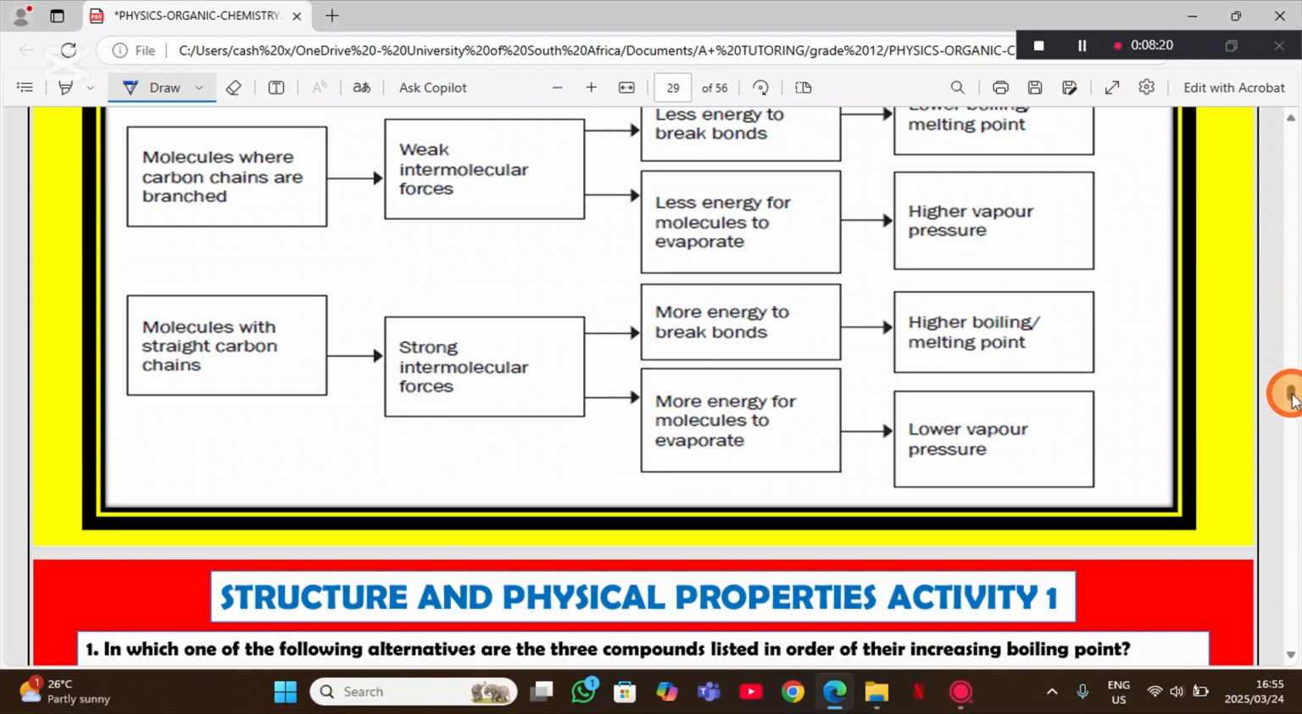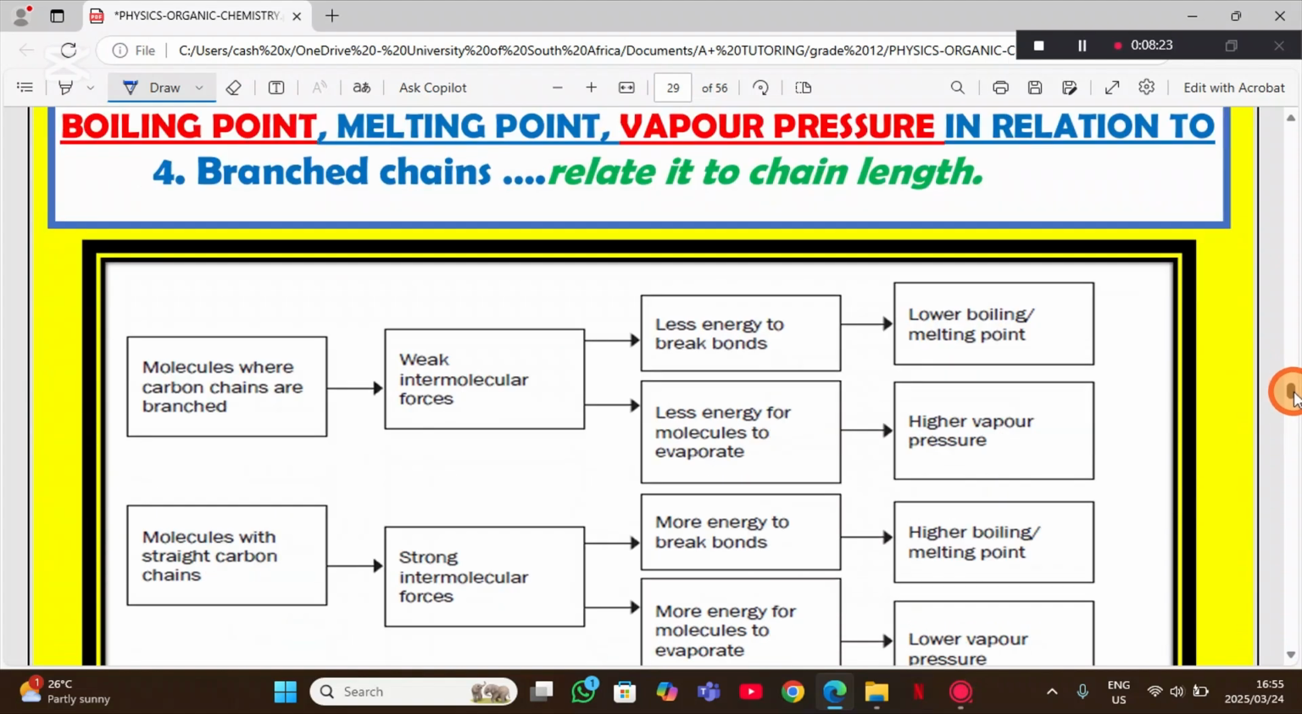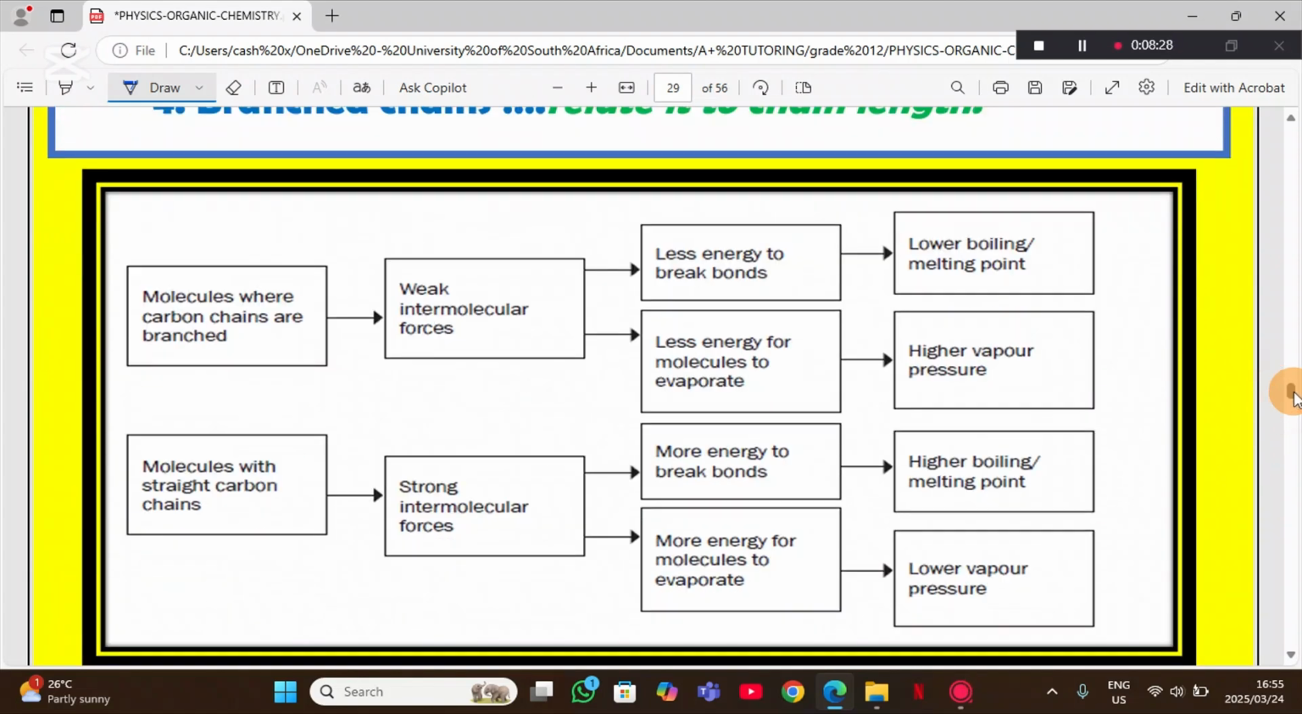Okay. And then now we move to branched molecular forces, molecules that are branched. For example, we still have our alkanes, right? I have this alkane. It has my what? 5 carbons, but 5 is the longest chain. And then now I have that.